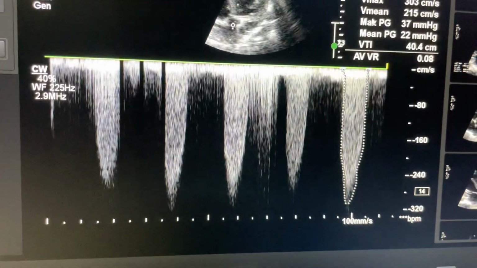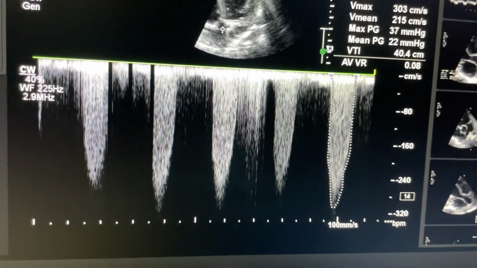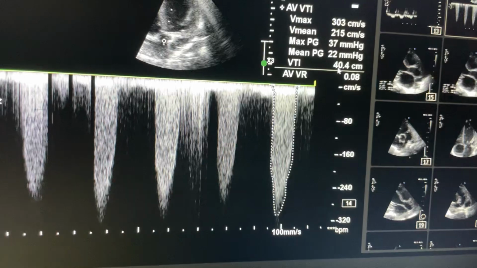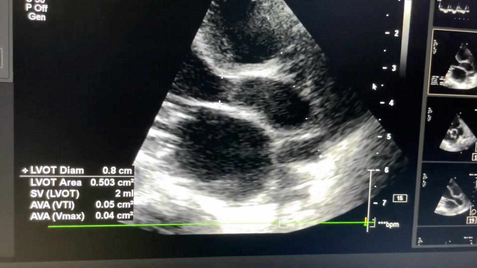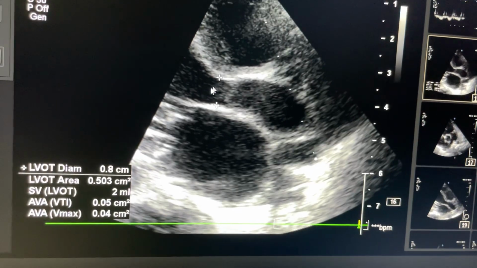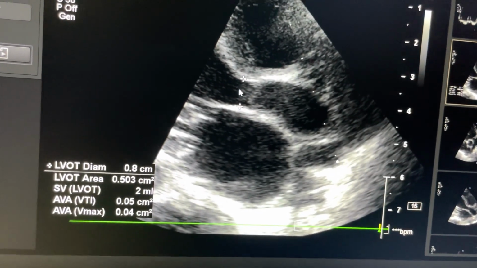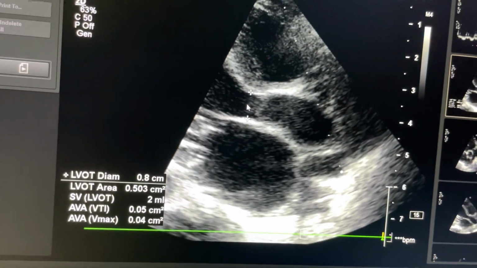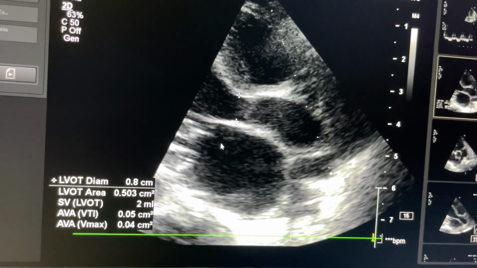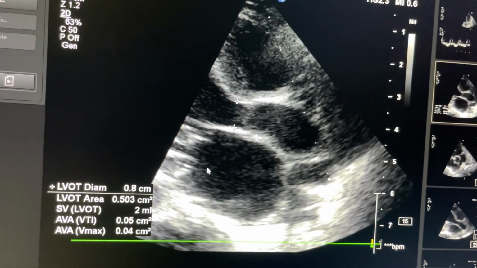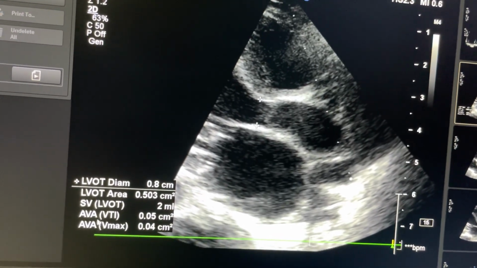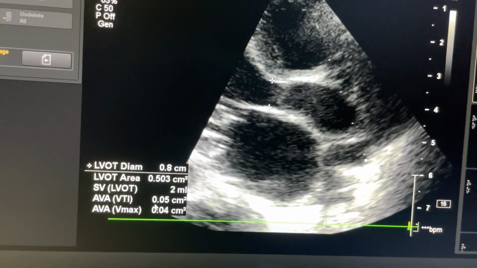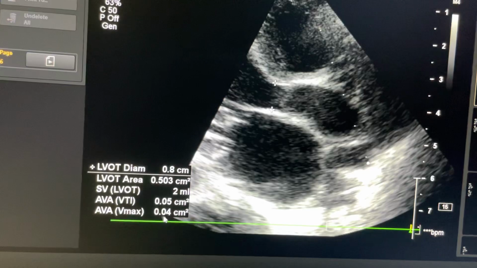That is the first thing. The second thing is to measure the velocity across the aortic valve and again calculate the velocity time integral. This will come like this. Then calculate the LVOT diameter. You have to do three things, in any order: LVOT velocity, aortic valve velocity, and LVOT diameter. After all three are taken, the machine will give you the exact area: aortic valve area by the VTI method and by the Vmax method. That is coming very low, 0.05 centimeter square and 0.04 centimeter square.